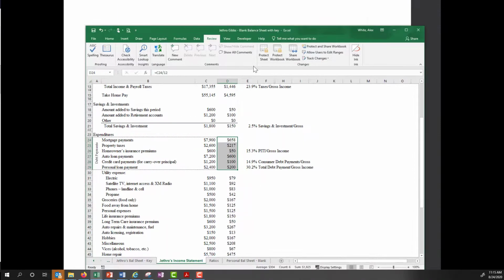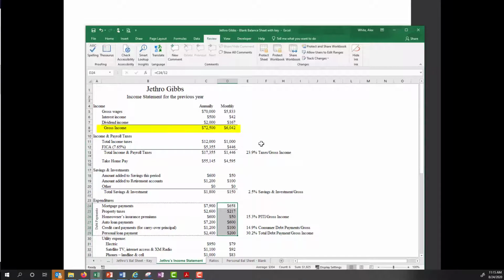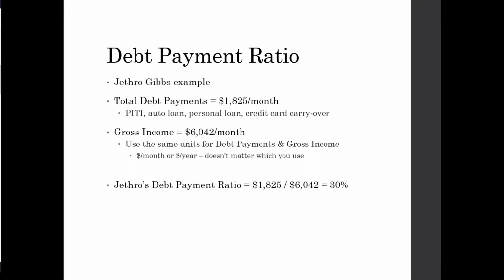$1,825. When we look at his gross income, that's going to be up here at the top of his budget. His gross income for the month is just over $6,000. So we need both of these to be on the same basis. So I'm using his debt payments per month and his gross income per month. We'll get the same result if we use his debt payments per year and his annual gross income. But to me, I like doing things on a monthly basis. So Jethro has $1,825 worth of debt payments. He's got a little over $6,000 of gross income per month.